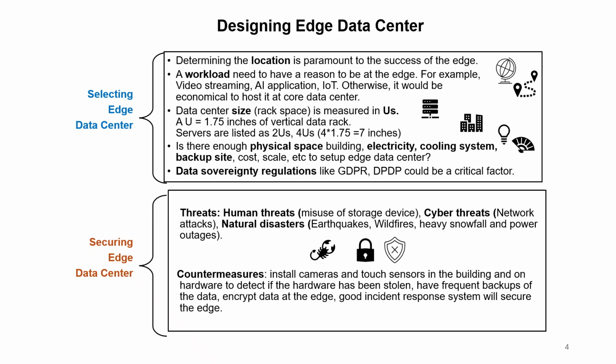Third, rack density or size of data center. Computer hardware used in data center is called rack, and rack is measured in U's. A U is 1.75 inches of vertical data rack. Let's say if a server is listed as 4U, it means 4 rack units, that is 4 multiplied by 1.75, which is 7 inches.